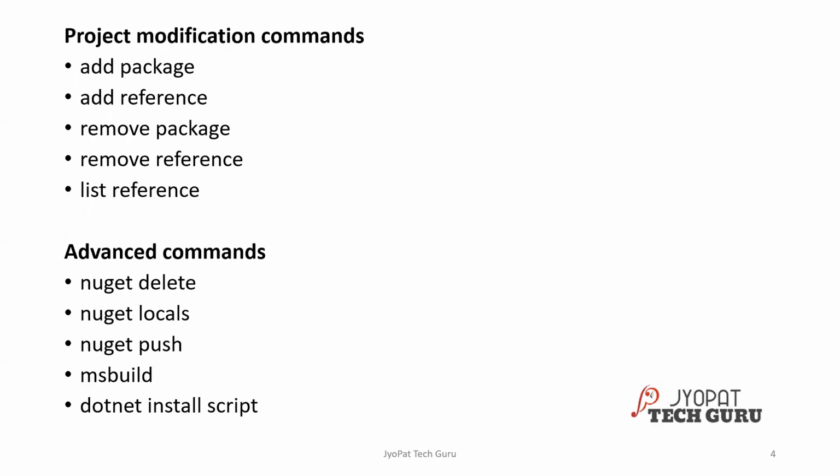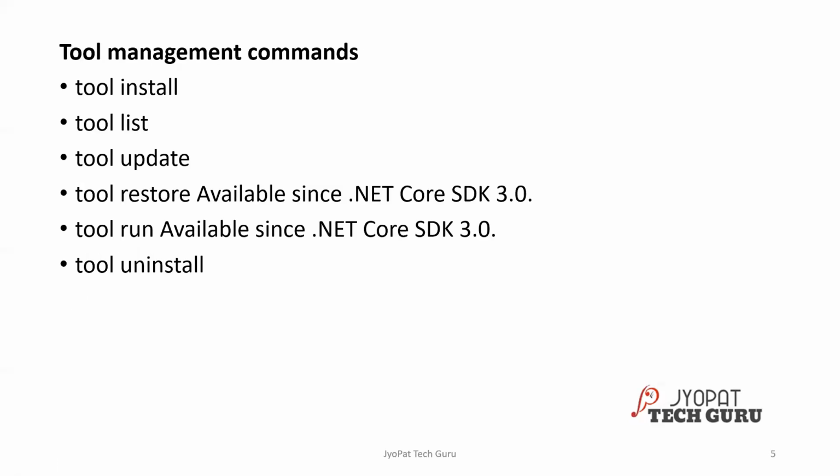There are also project modification commands. If you want to add certain packages, like the NuGet packages, add a reference, remove a package or remove a reference, you have all these standard commands, which you can issue in the Visual Studio command prompt. Advanced commands like NuGet delete, NuGet locals, NuGet push, MSBuild, .NET install script, these also you can try out. There are tool management commands also.